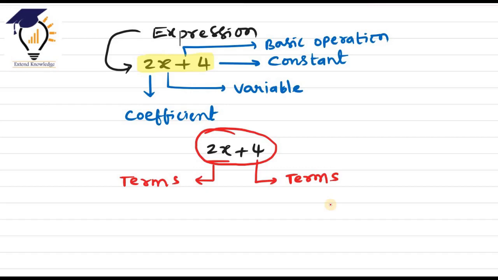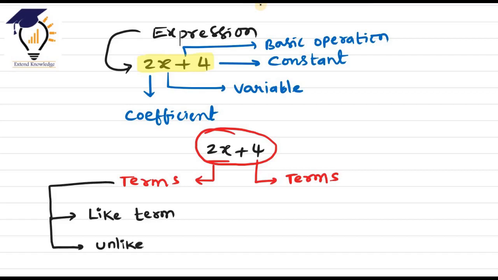Let's see what types of terms there are. There are two types of them: one is like terms and the other one is unlike terms. We have seen terms just now, and terms are of two types, like terms and unlike terms. So what is a like term and what is an unlike term? Let's see now.